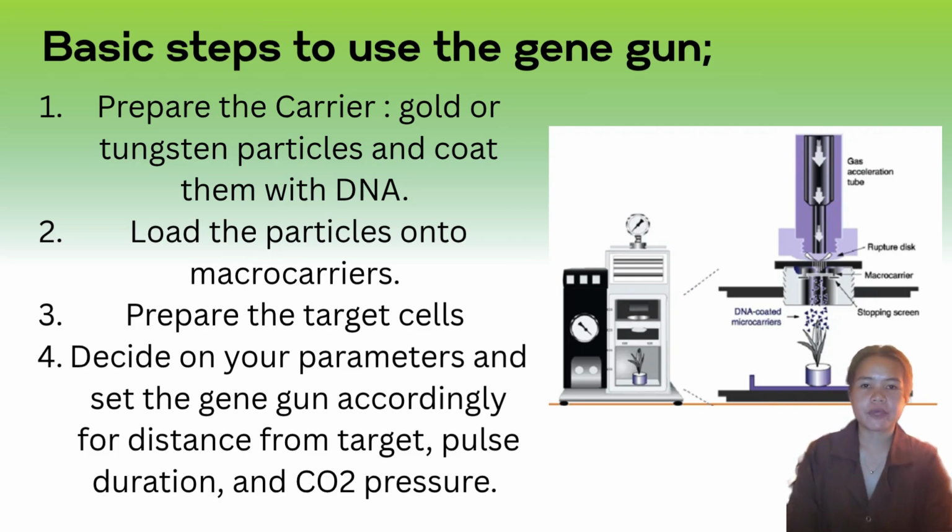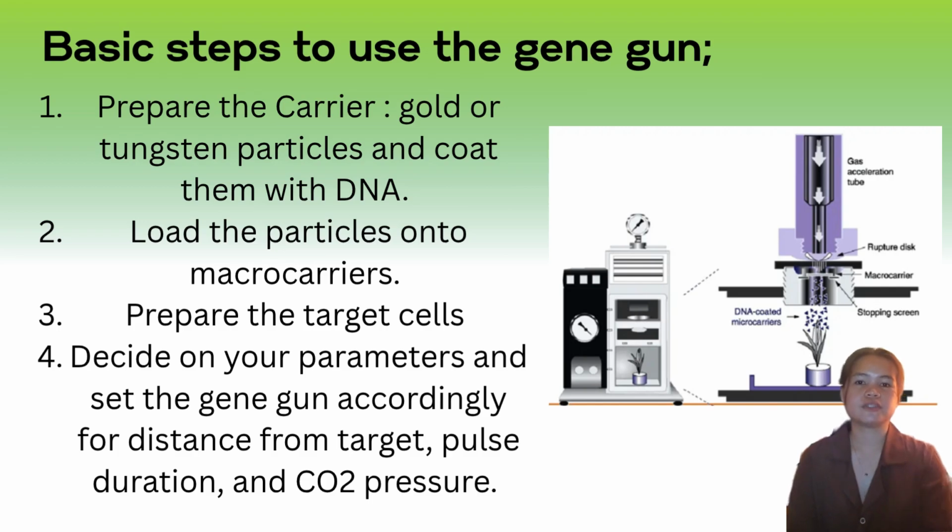Step 3 is to prepare the target cells. So the target tissue or cells, like plant leaves, callus, or embryos, are placed inside the chamber. This area is usually under vacuum to remove air resistance, allowing the particles to travel efficiently.